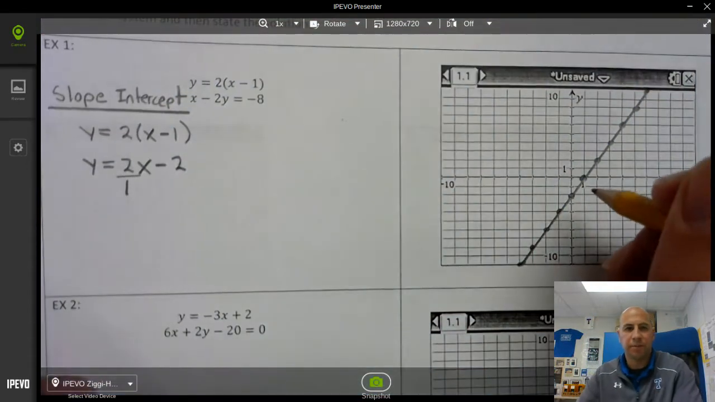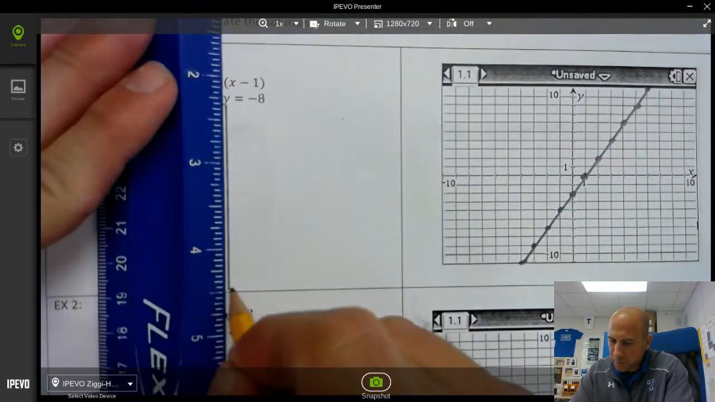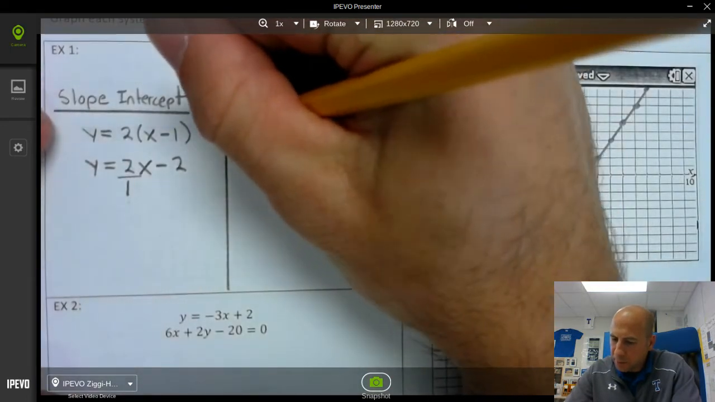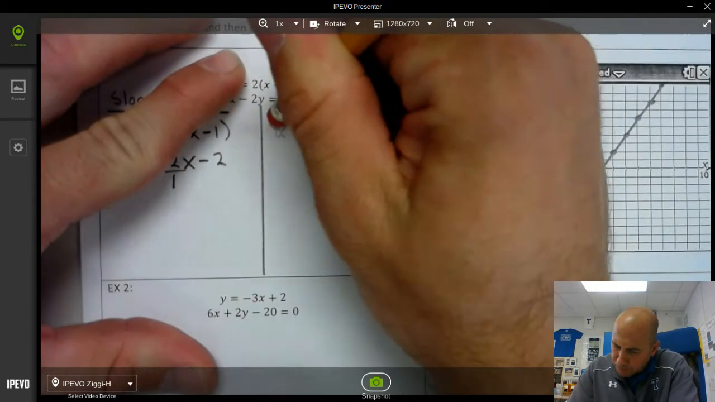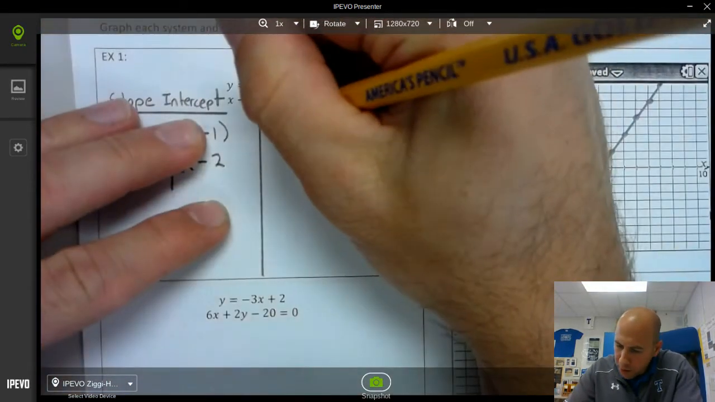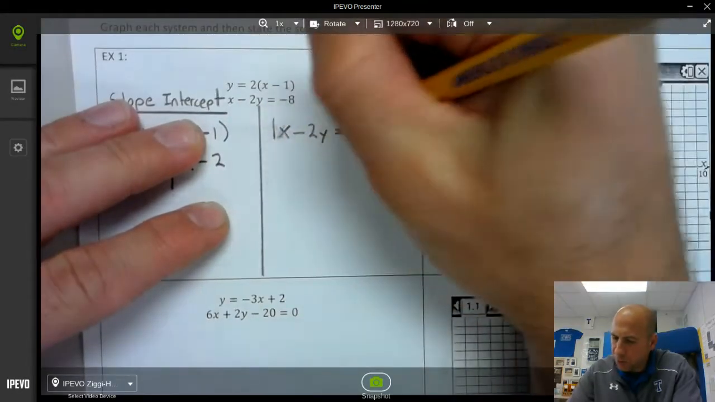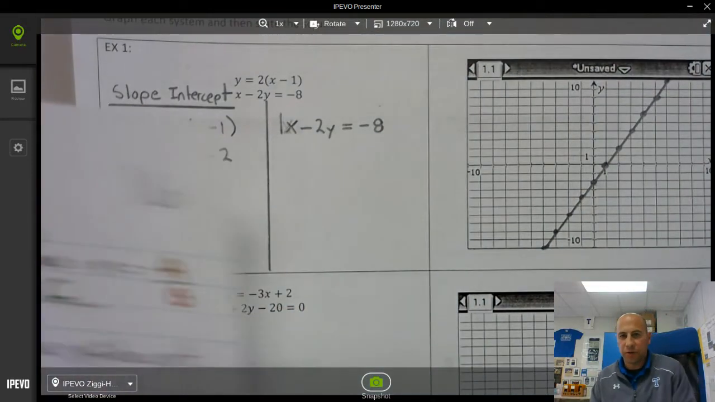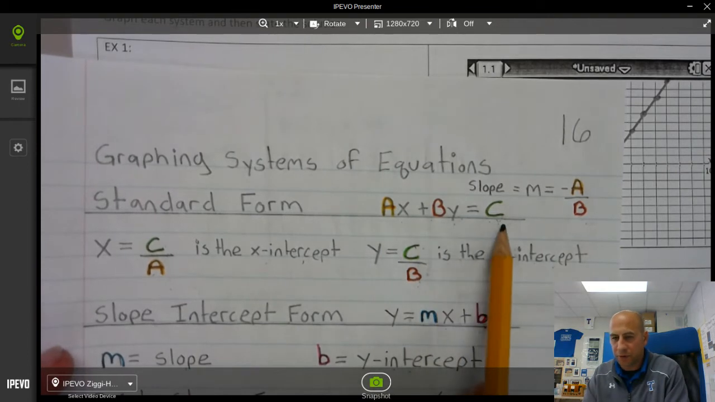Okay, so there's your first line. Now, let's look at the next one. So x, I'm going to put a 1. 1x minus 2y equals negative 8. And looking at our notes, this looks like standard form because we have ax plus by equals c.